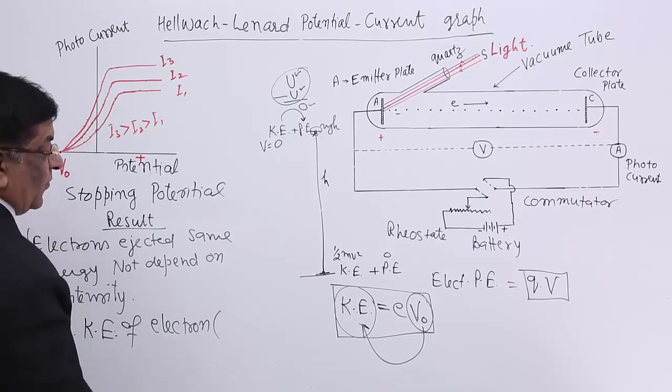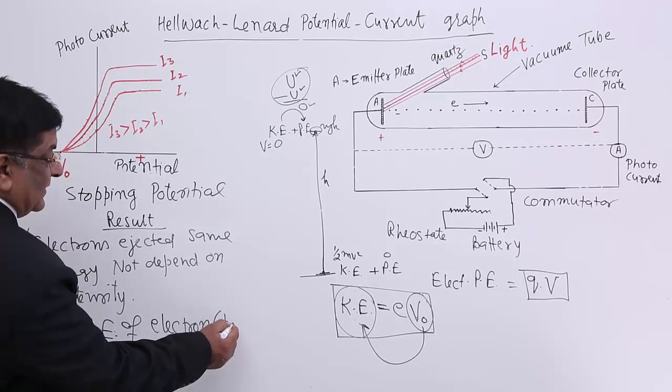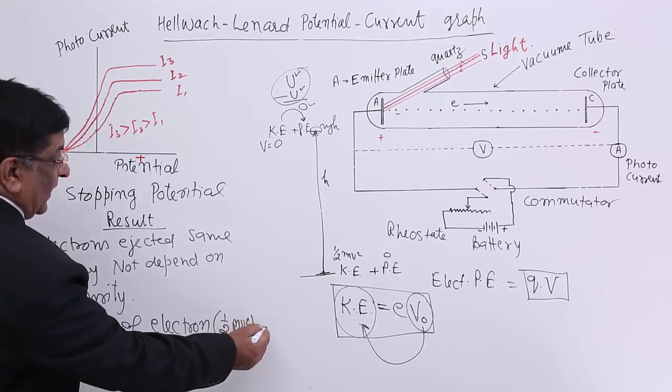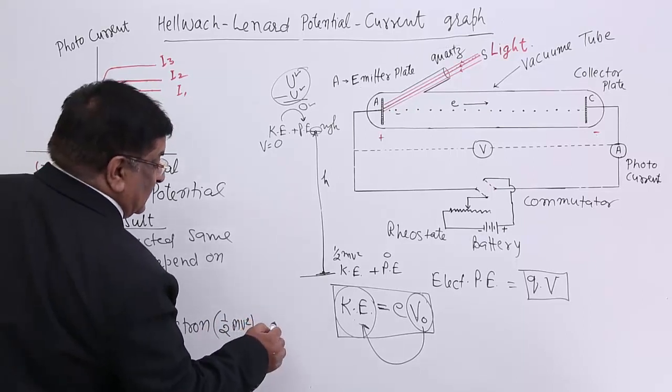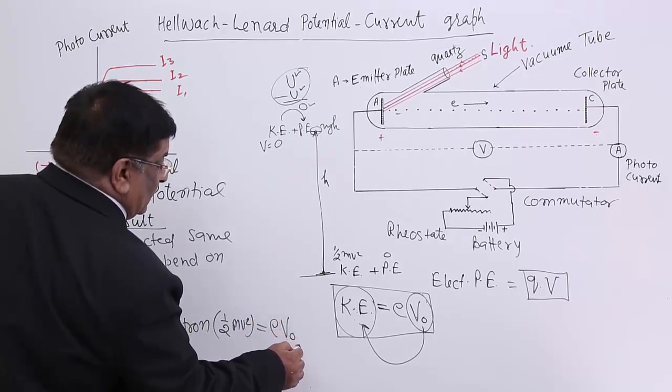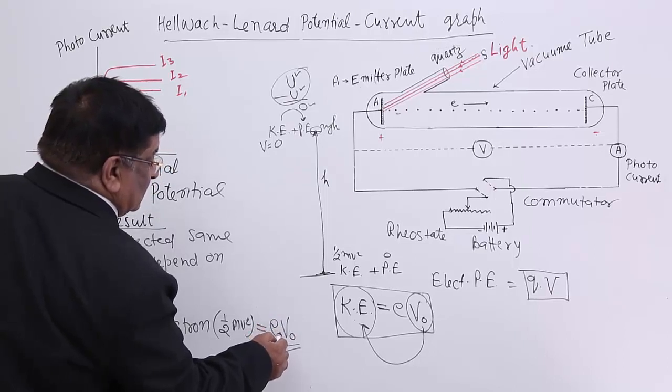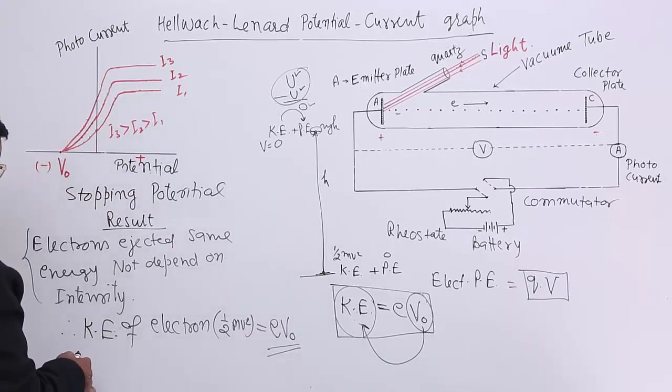And what is the general formula for kinetic energy? That is half mv square. It is equal to how much? eV naught. This is the kinetic energy of the electron.